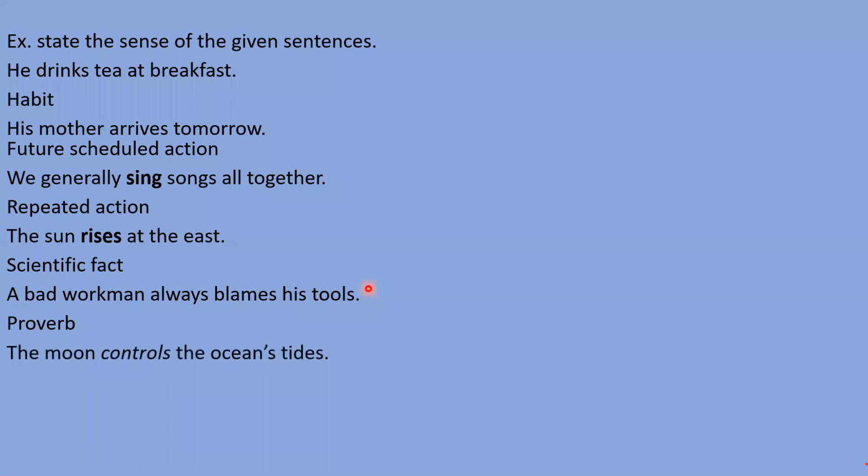Next, moon controls the ocean's tides. So what is that? Proverb or scientific fact or repeated action or general truth or habit or scheduled action? Mannat, you please tell me. Sir, scientific fact. Yes, it's a scientific fact, so that's why we have used here simple present tense. Very good, nice answer.